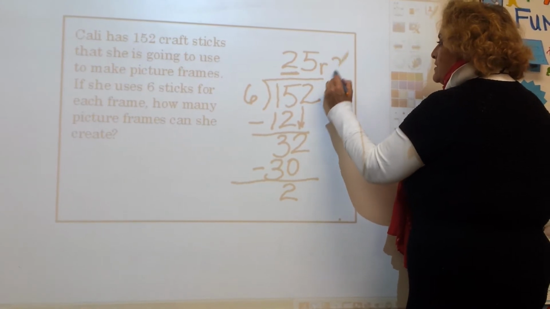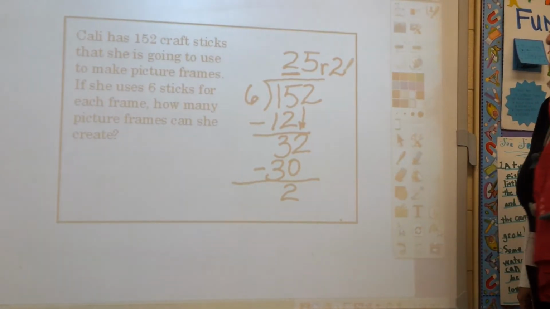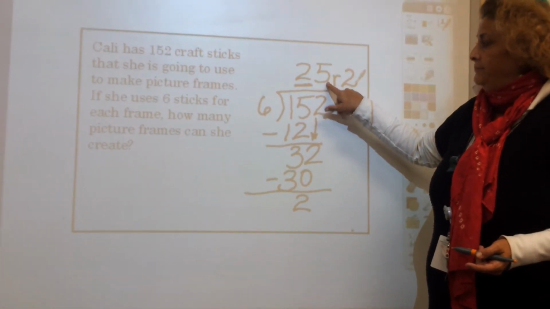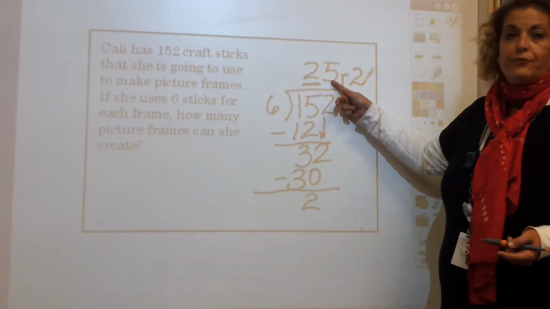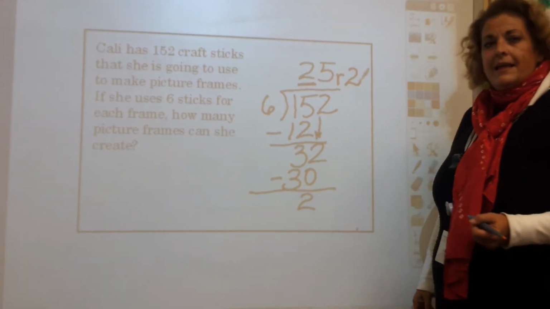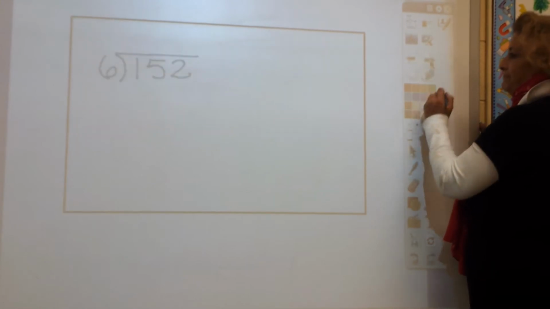So my answer is 25 with a remainder of 2. So my answer to my question is Callie can make 25 frames, and she's going to have 2 craft sticks left over. All right.